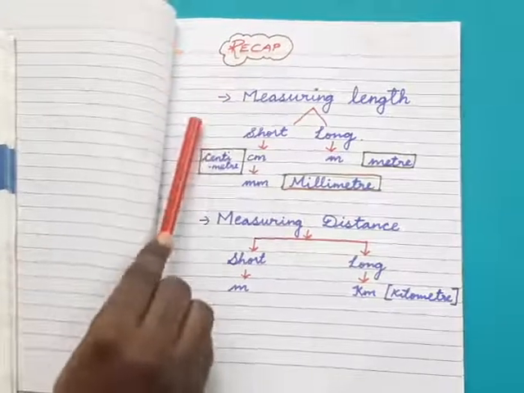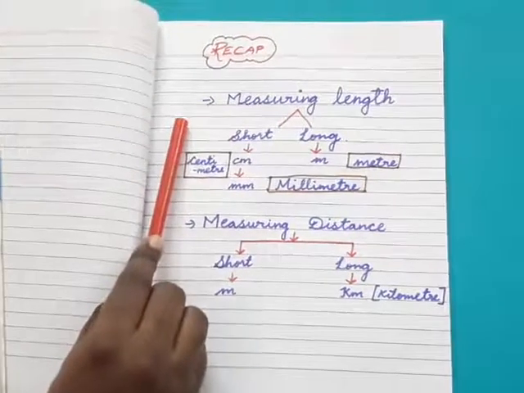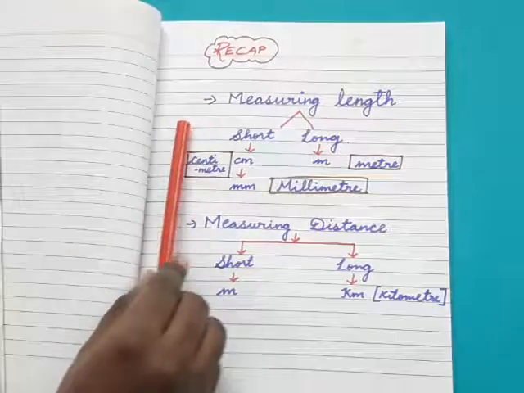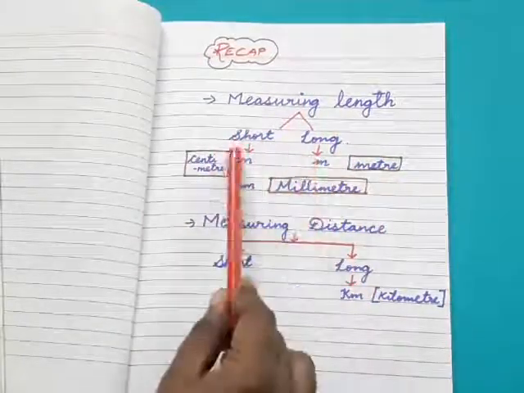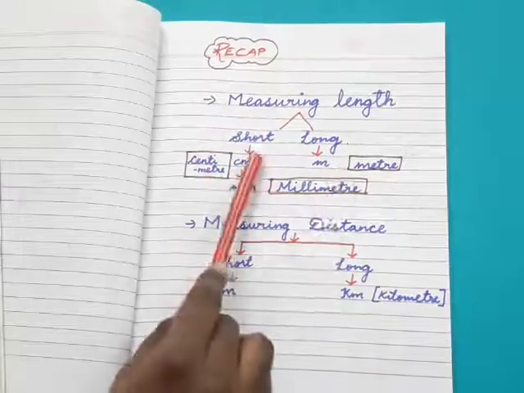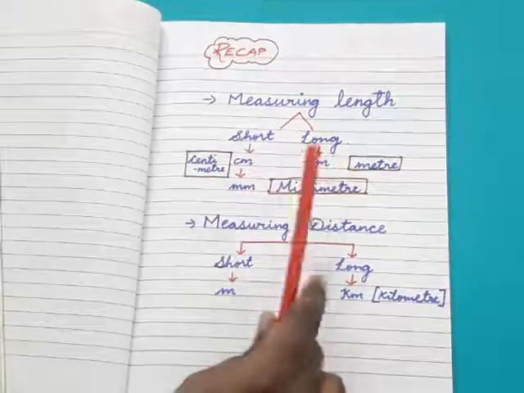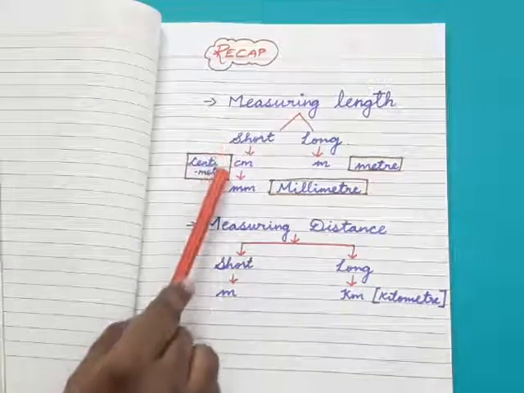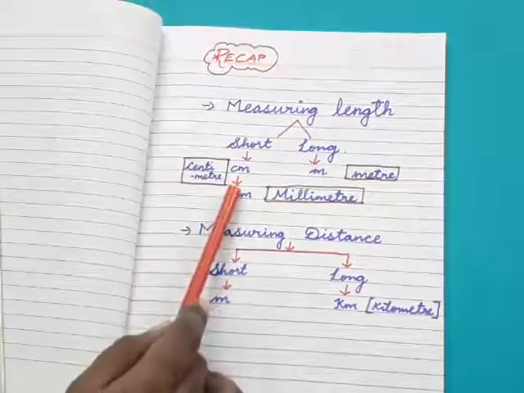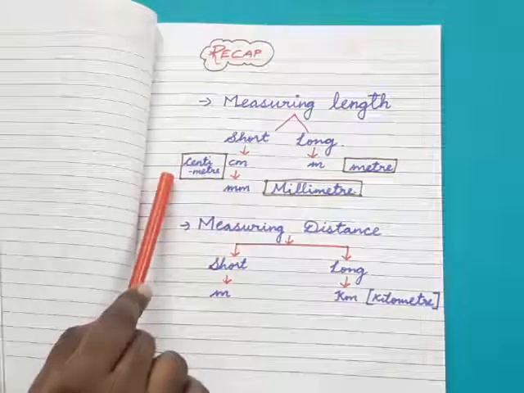In the exercise 8.1 video, you have learnt about measuring length. The measuring of length is divided into two types. One is short length, another is long length. You all can see, I hope so. The short length is measured using the unit centimeter.